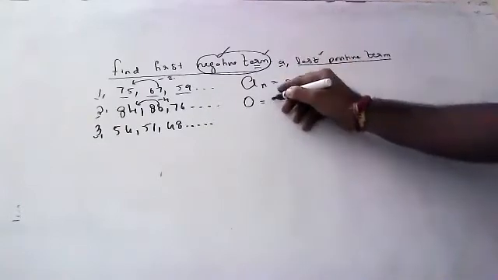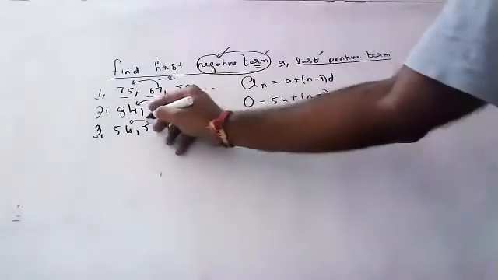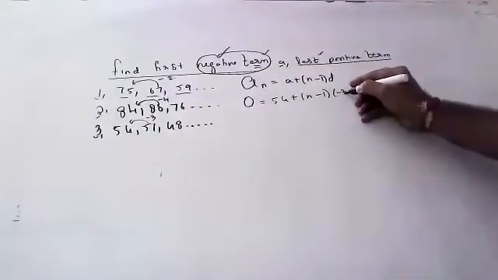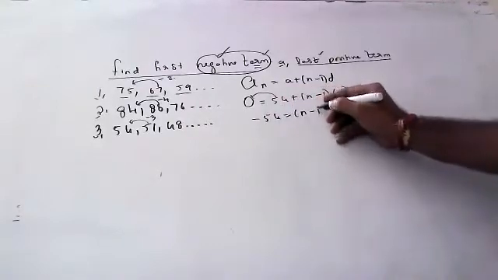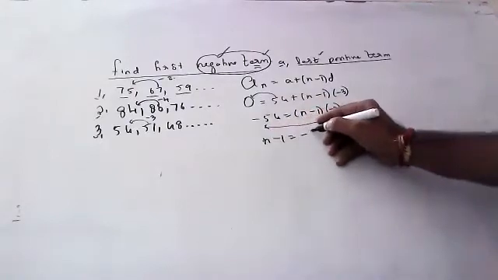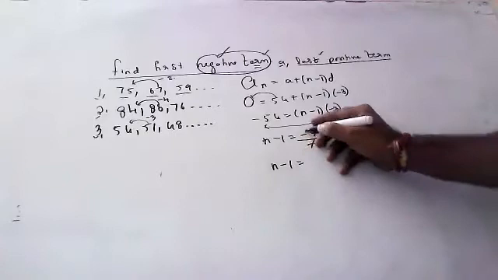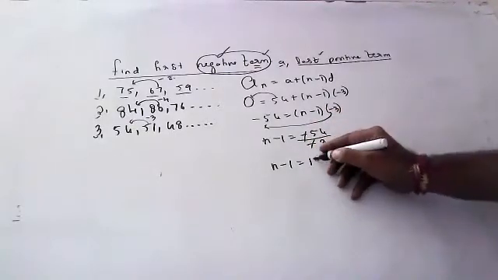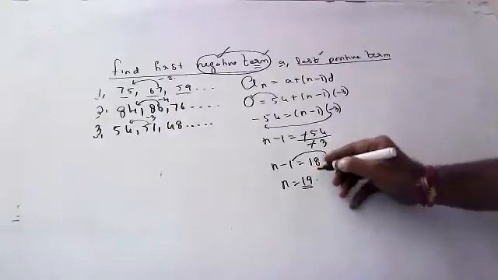So a is what, children? 54 plus n minus 1, and the common difference turns out to be minus 3, children. Please see here. Minus 3. This goes here. Minus 54 is equal to n minus 1 into minus 3. Minus 3 goes down. N minus 1 is equal to minus 54 by minus 3. N minus 1 is equal to 3 1s are 3, 3 8s are 24. So n is equal to 19. Children, 19th term is 0.